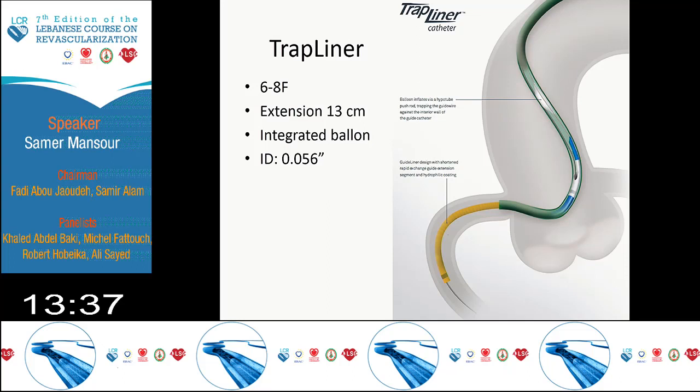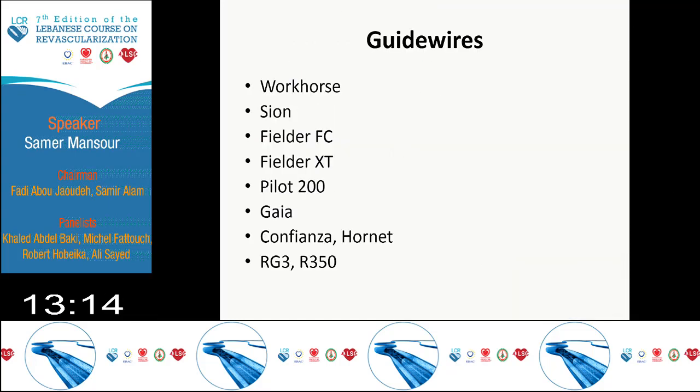And recently we have the TrapLiner. We talked yesterday about the trapping technique. Here you have the beauty that you have your GuideLiner, and inside the GuideLiner, as you can see up there, is a balloon that you will inflate. There is no need to put a balloon aside your microcatheter because it will not fit in the 6 French. And then you inflate that balloon and you preserve your distal wire position. The extension is only 13 centimeters.